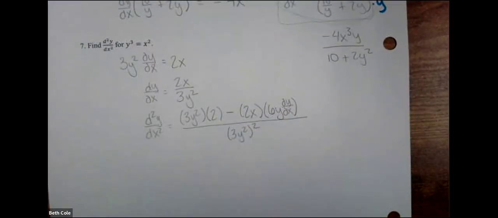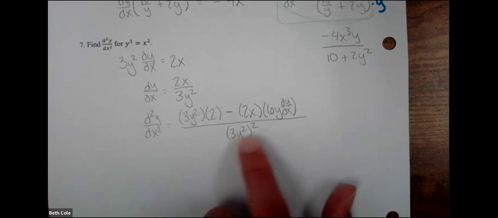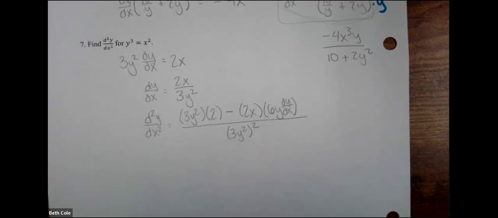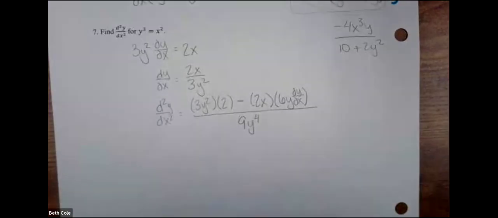So here's what you have to do. You can make it 9y to the 4th. Yes. Sorry, I didn't hear the 9. But yes, you can write that. Here, actually, let's go ahead and do that. 3 squared is 9. y squared squared is y to the 4th. That looks cleaner, so I like that better.